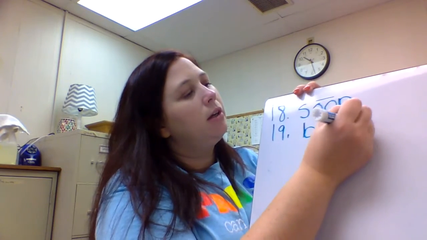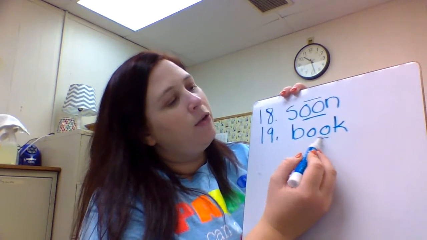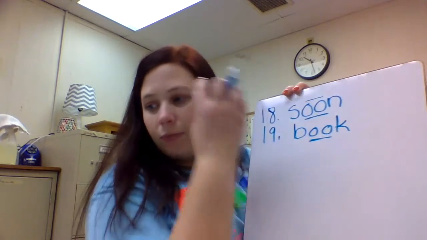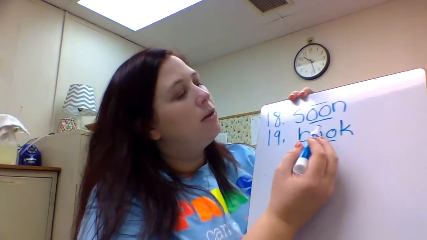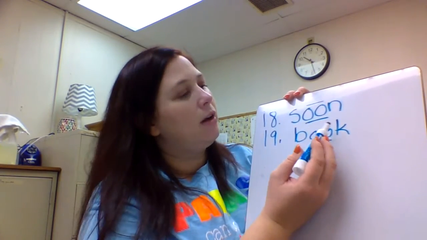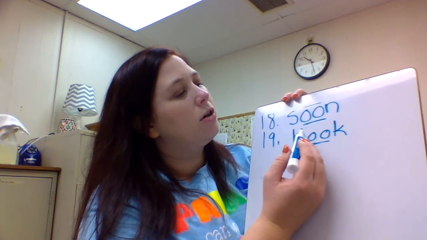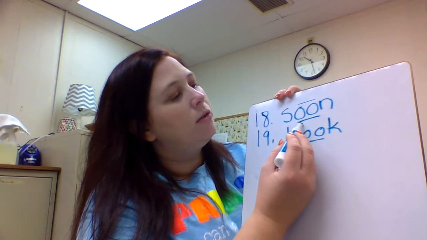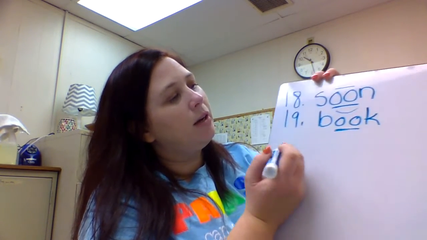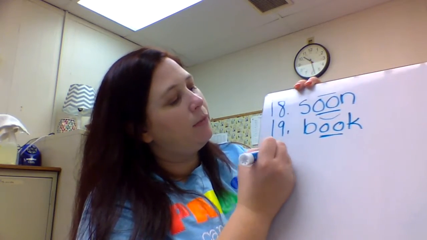Book. We already talked about book, didn't we? Again, we have our digraph here. We're going to underline it, and then that makes the sound, like hook. So that gets a breve because we kind of have a short O sound there.